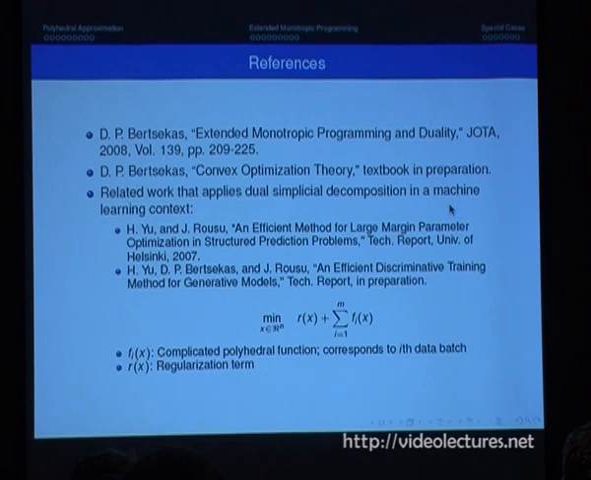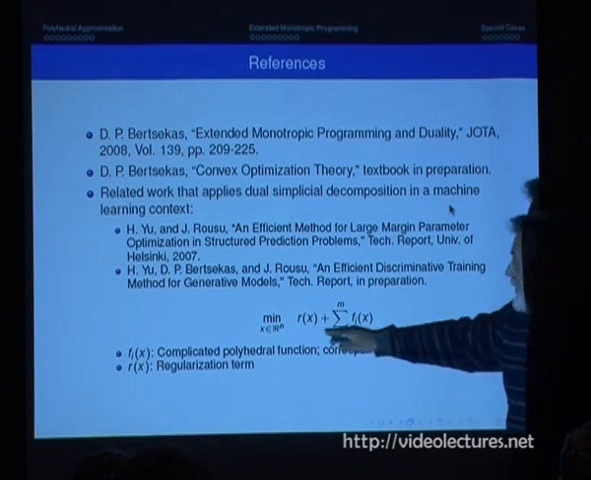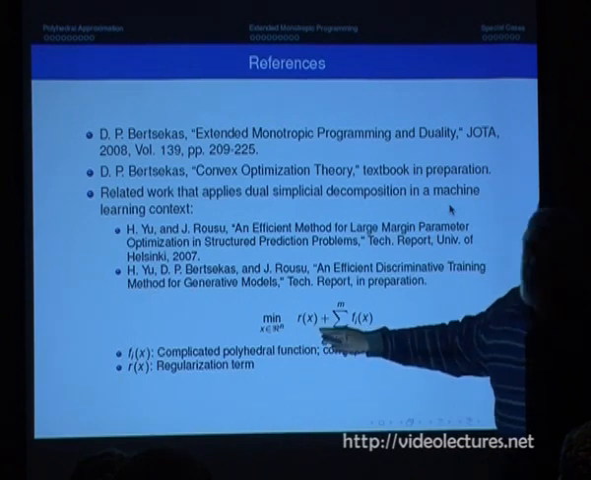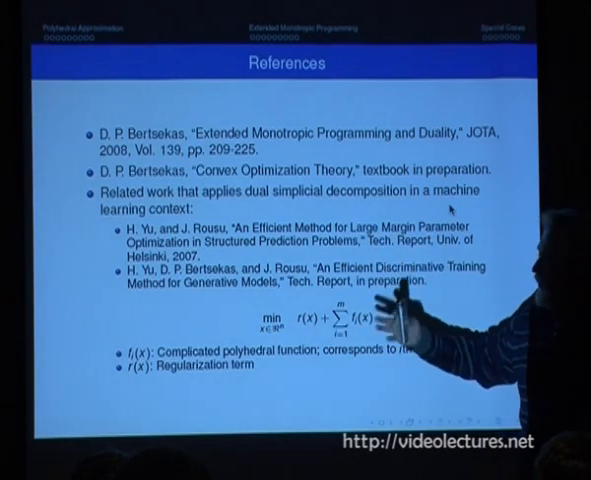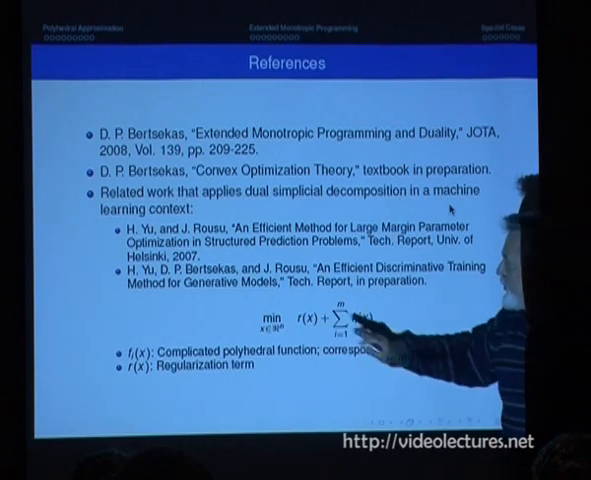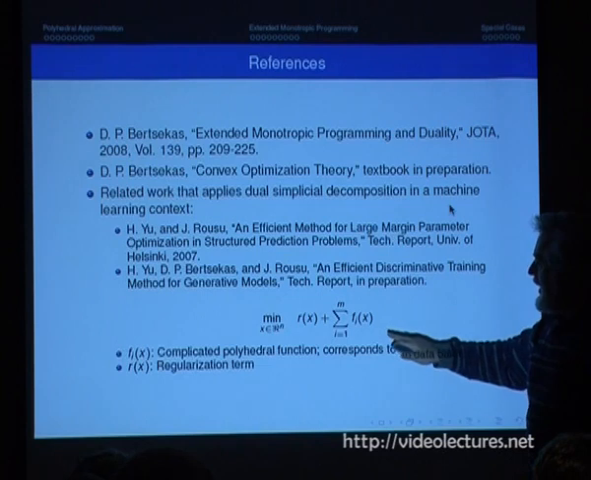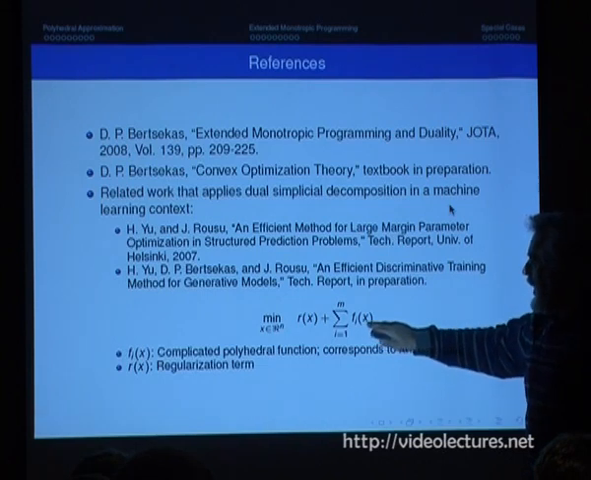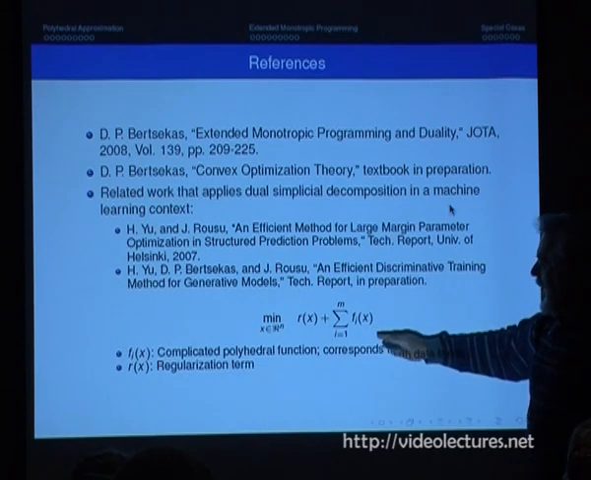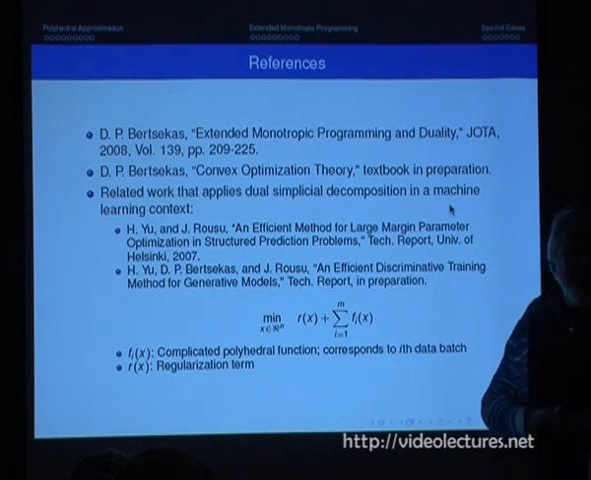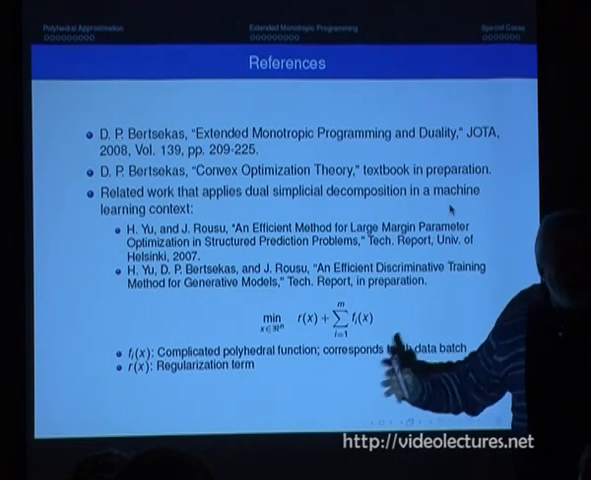In that application, so that you can make a connection to machine learning, we have a cost function that's of this form. R of x, x is the optimization variables. R of x is a regularization term. And here we have a sum of functions. Each one depends on x and corresponds to a block of data, a batch of data. So you have lots and lots of data.